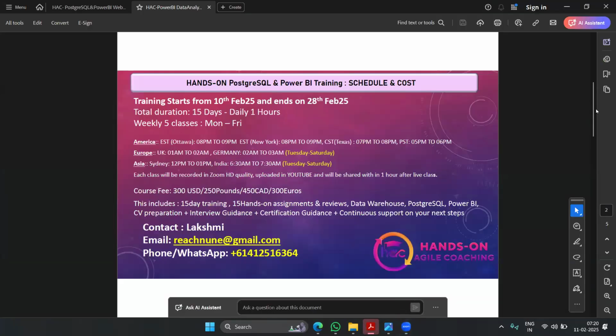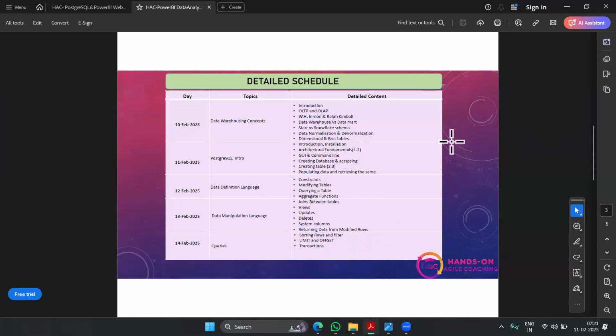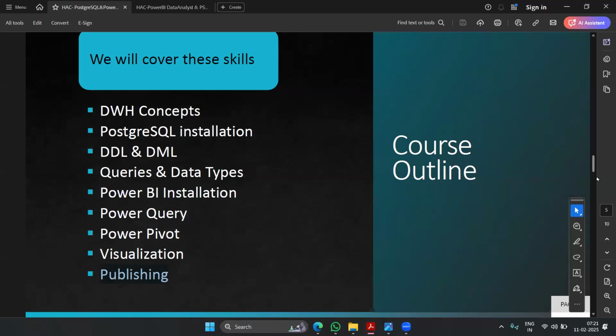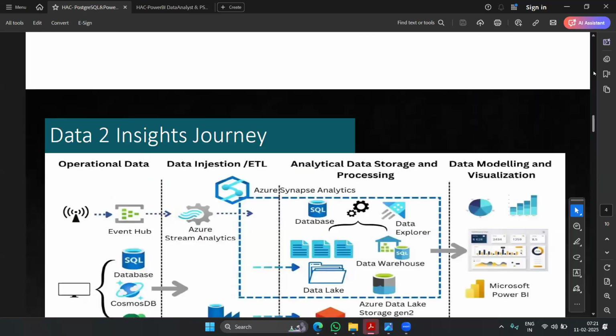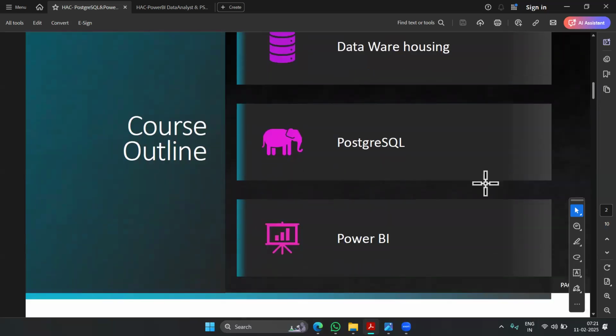So as we discussed, we are going to cover three major topics. One is data warehousing, followed by PostgreSQL, and the second one is Power BI. As I explained, in our overall course, data warehousing is like 10%, PostgreSQL is 30%, and Power BI is the rest, 60%.